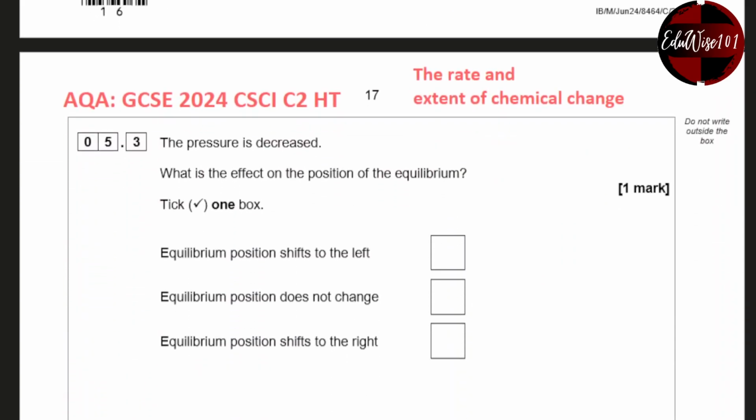The pressure is decreased. What is the effect on the position of the equilibrium? Again, remember the ratio of reactants to products, because they're all gases. It was 3 moles, 2 moles of sulfur dioxide and 1 mole of oxygen. The total number of moles of reactant is 3, and the number of moles of product was 2. So if you reduce the pressure, it is going to try and increase the number of moles. So the backward reaction is going to take place. That means the position shifts to the left.